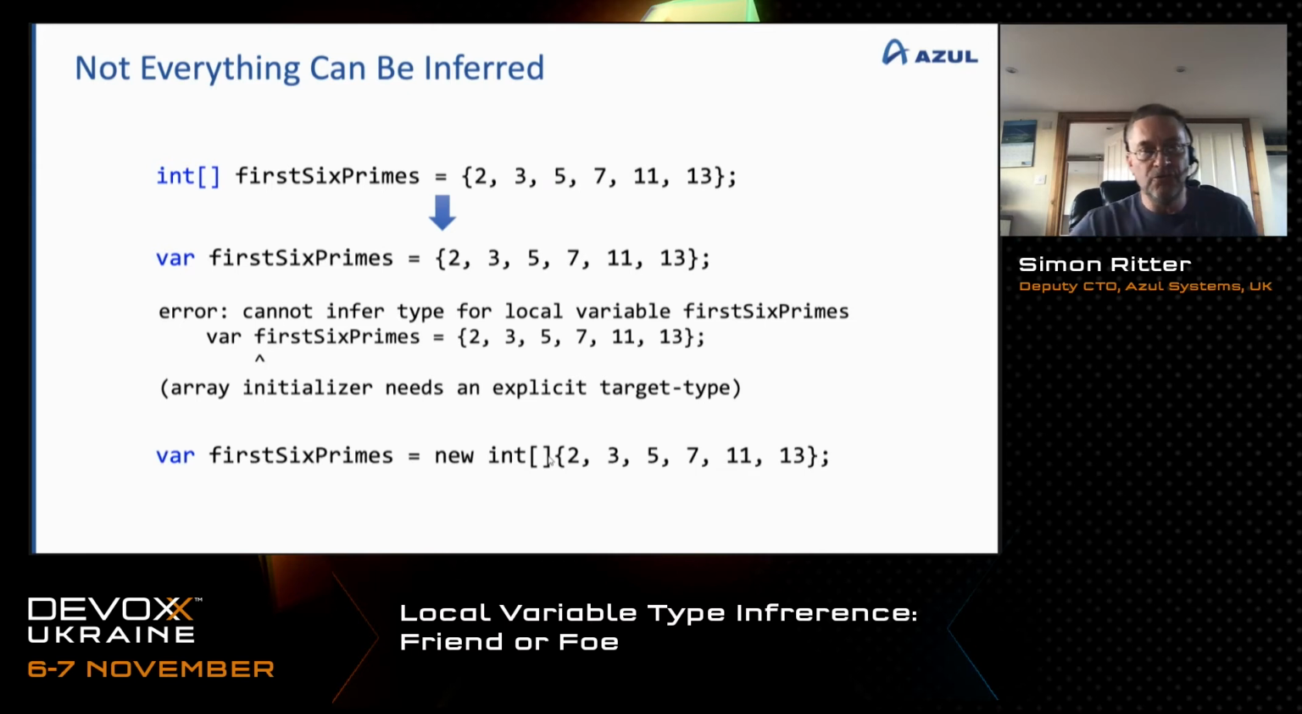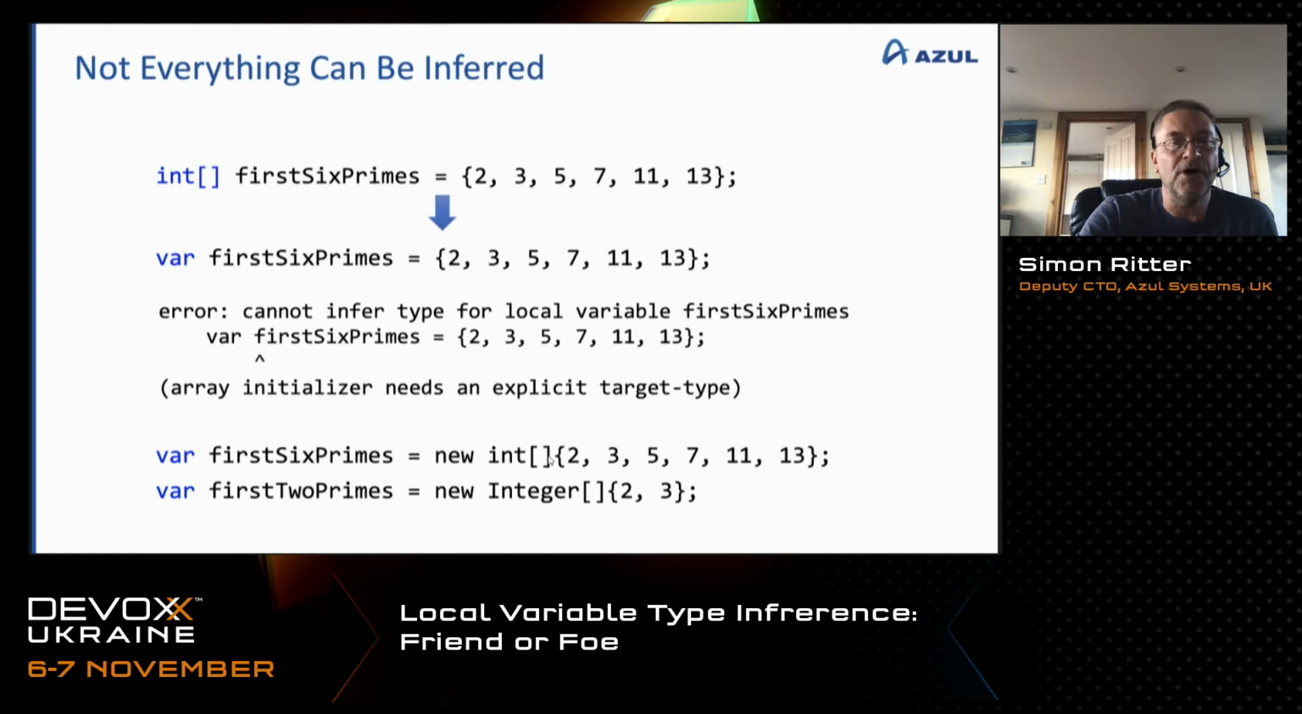What you can do, if you really want to use var, then you can do it this way. So you can say var first 6 primes equals new int array, and then define the values that you want to put in there. So you are giving the compiler enough information to say that this is an array of ints. Similarly, you could do the same thing if you wanted to use integer wrapper classes, and you could say var first 2 primes equals new Integer array 2, 3. Both of those will work because the compiler has enough information from the right-hand side to infer the type of the left-hand side. But you can't just use the array in the way that we've done above, so that won't compile.